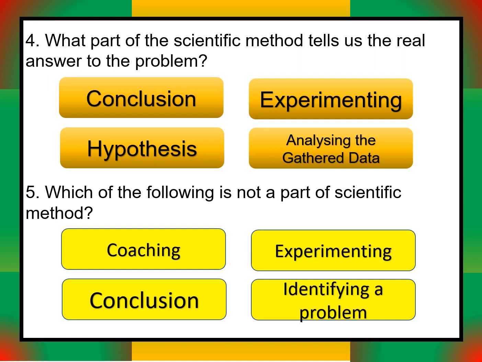What part of the scientific method tells us the real answer to the problem? Conclusion, experimenting, hypothesis, or analyzing the gathered data. And number 5, which of the following is not part of the scientific method? Alright?